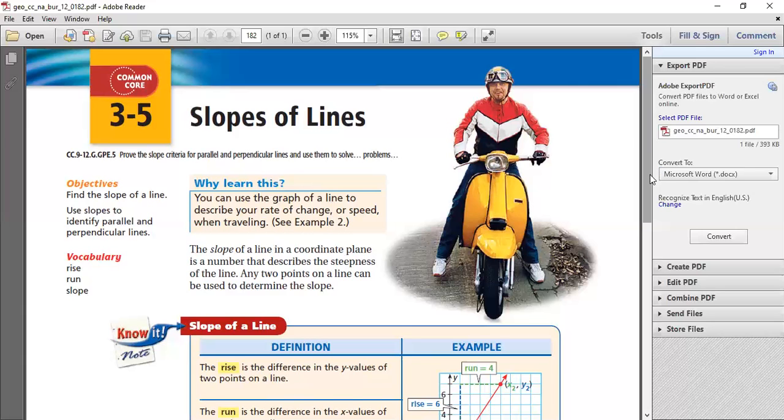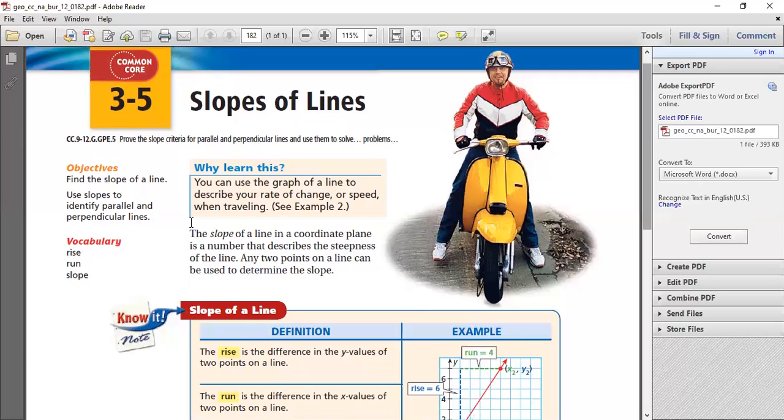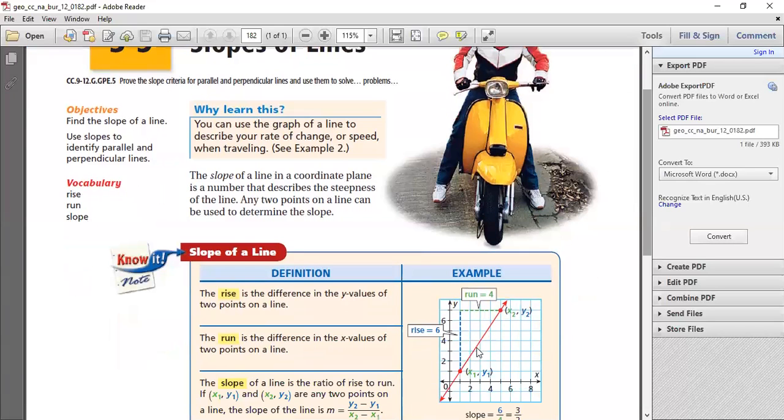Okay, so lesson 5, slopes of lines. The slope of a line in a coordinate plane is a number that describes the steepness of a line. Steepness means how deep a line is. So this is why we need to find the slope. A slope defines how steep a line is, the deepness of a line.